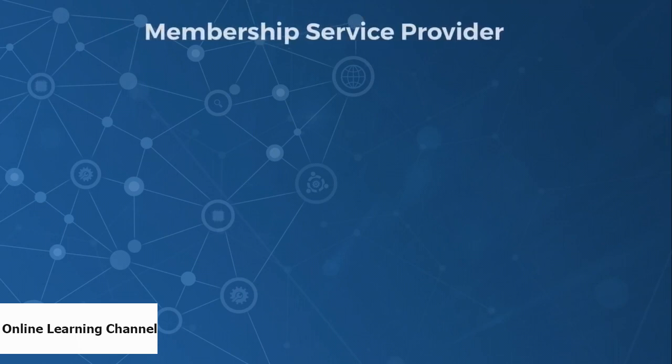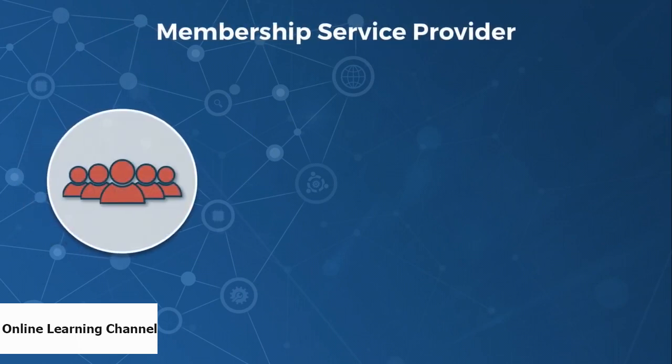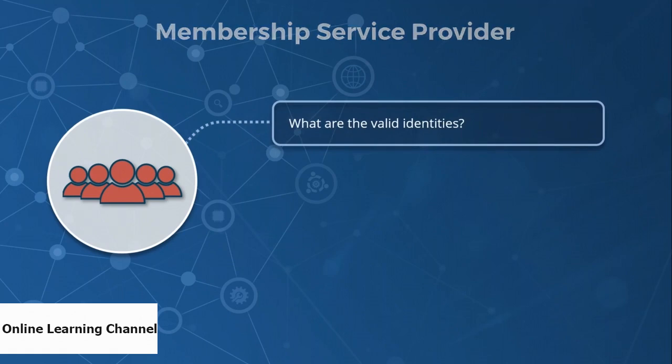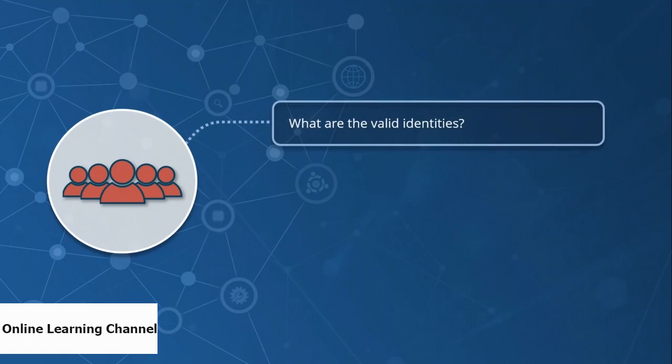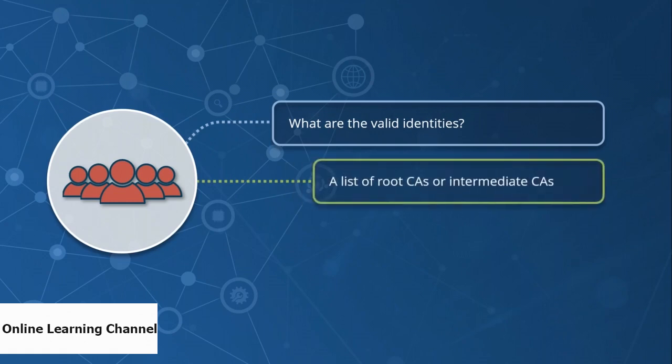This brings us to the concept of a membership service provider in Hyperledger Fabric. The goal of a membership service provider, or MSP, is to establish what the valid identities are for the network. One way to implement an MSP is to have a list of valid root CAs or intermediate CAs, which means that any certificates which are issued by those certificate authorities will be considered valid, and those can be used in order to connect to the Hyperledger Fabric network.